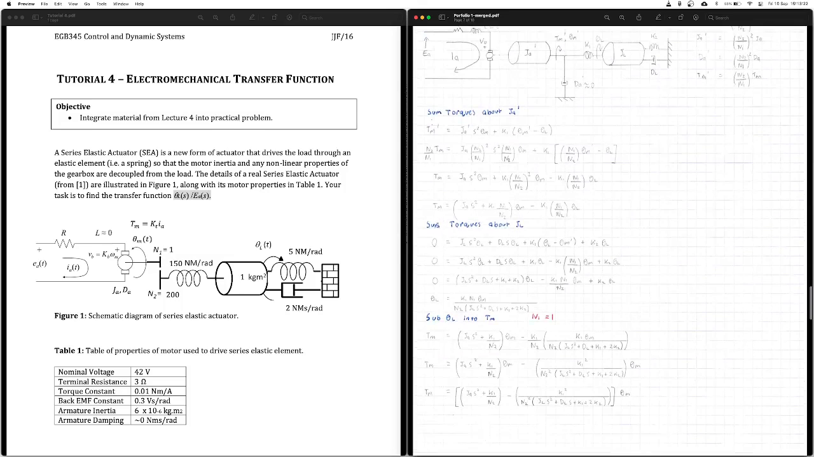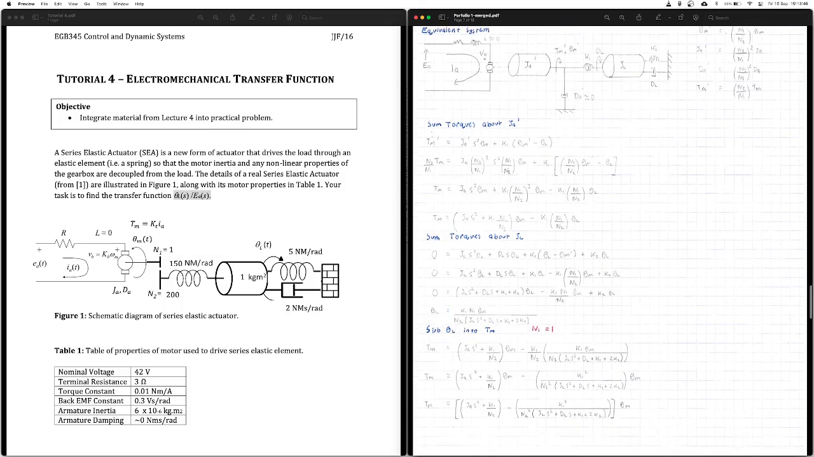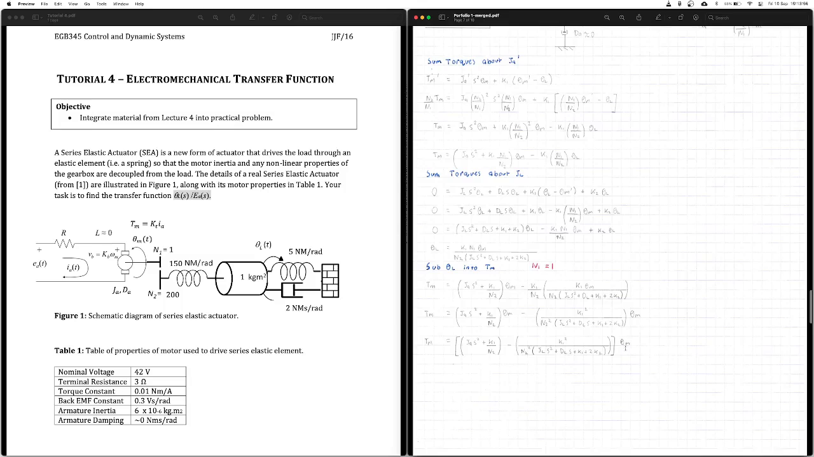Next step would be summing the torques about JL, this second inertia. So that's just 0 is equal to the torque of the inertia, torque of the damper, torque of the first spring, and torque of the second spring. We rearrange for theta L, and then we sub in theta L into Tm up here. So that gives us this equation here.